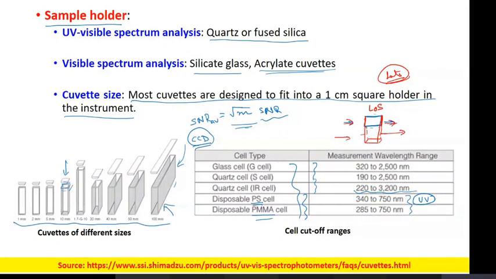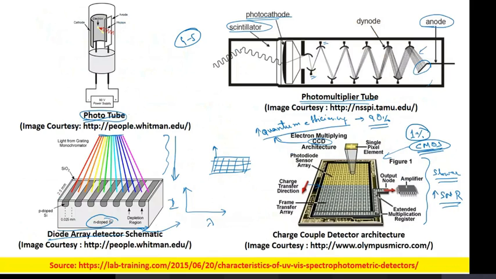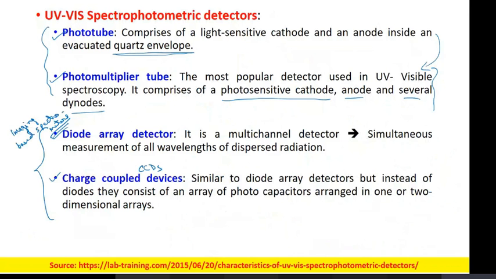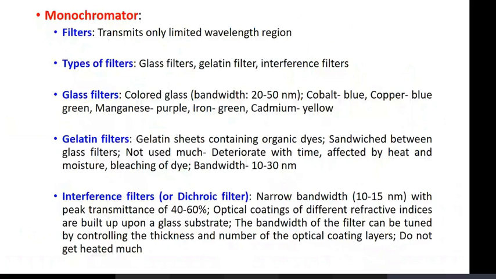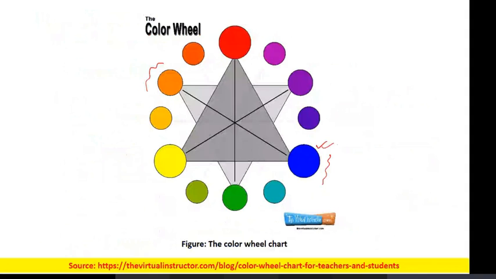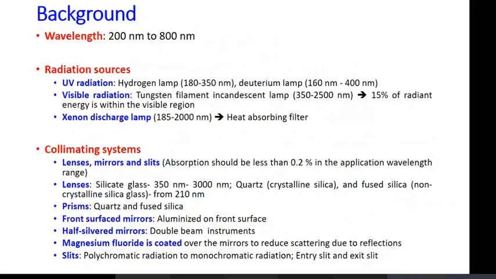Normal glass is opaque to UV light. I have told you previously also. If you look into the silicate glass, I think somewhere I told you, silicate glass, 350 nm to 3000 nm. So these are opaque to UV.